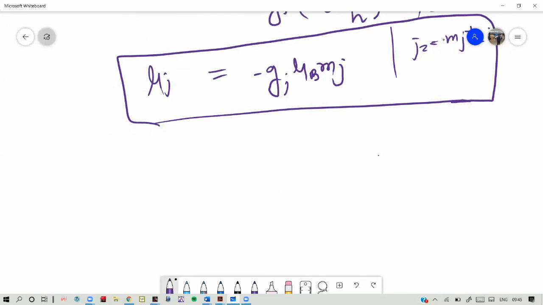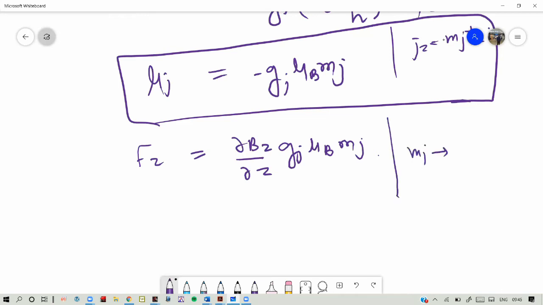Now using this value in that expression, Fz will be equal to delta Bz by del z, it is gJ mu B mJ. And remember that this mJ has a total of 2J plus 1 possible values, like we have 1/2 times 2 plus 1, and it ranges from plus J through 0 to minus J.